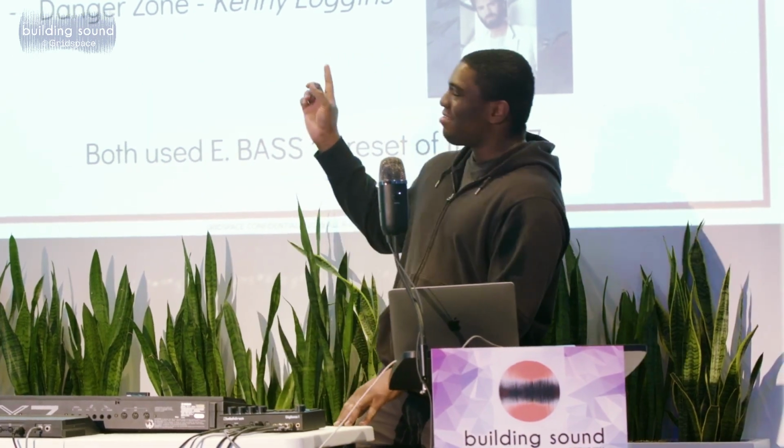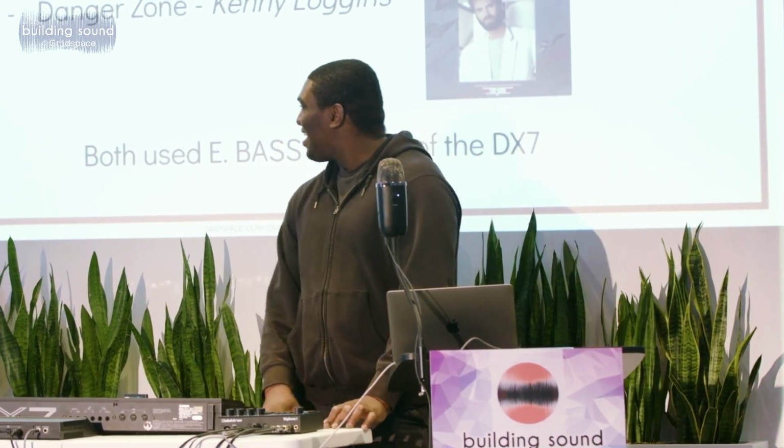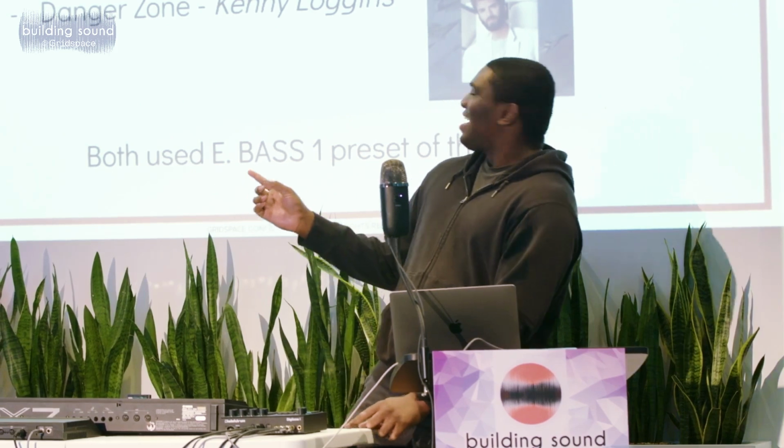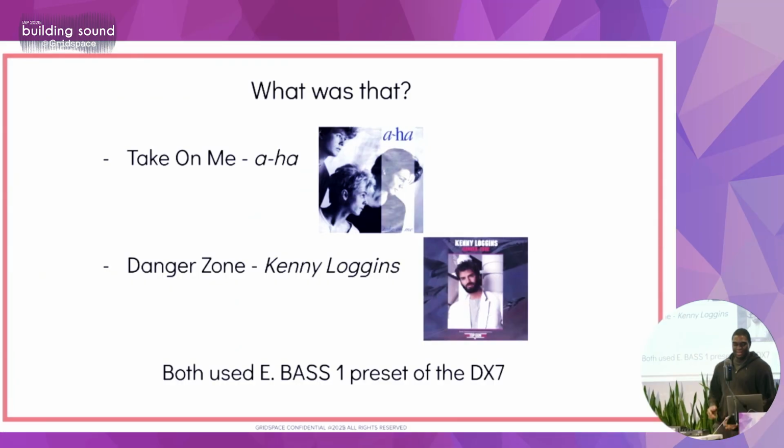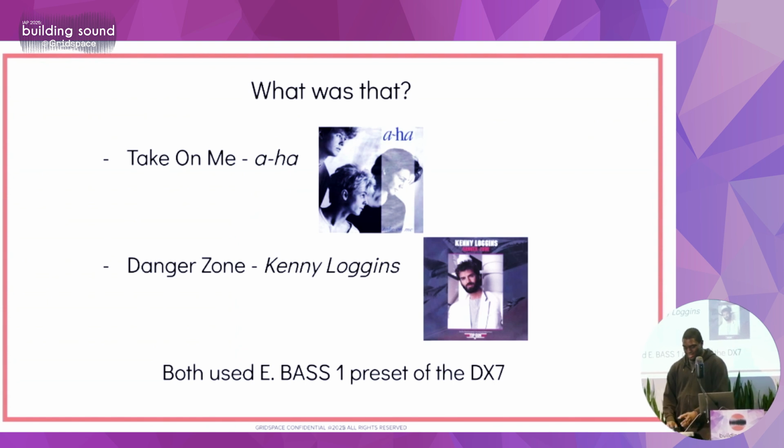All right. So did anybody know those songs? Yes, no, no, no. All right. It's great for me. Those two, if you didn't know, were two songs from the 80s. One was Take On Me by A-ha, and the other one was Kenny Loggins' Danger Zone. And they both used this particular electric bass preset from the DX7.